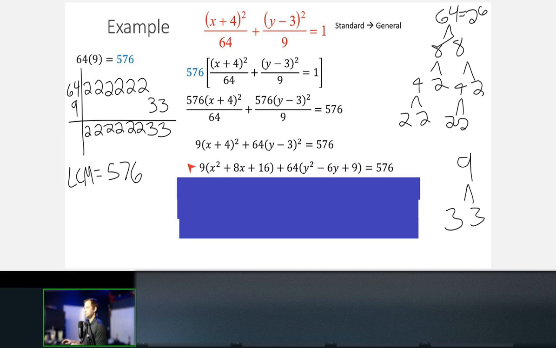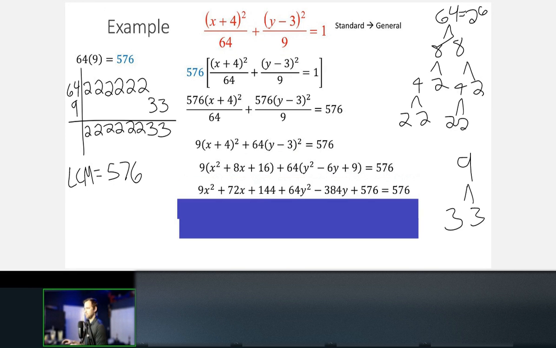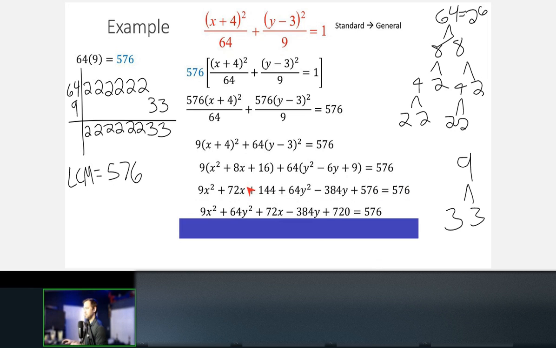Next, what we're going to do is distribute that 9 to everything in the X stuff. We distribute that 64 to everything in the Y stuff. So we're just going backwards, right? And then from here, we are going to combine like terms. So this 144 and this 576 gets combined. We can also subtract 576 to both sides. I think I did that in this step. No, I didn't do that yet. So what I did, I just combined 144 and 576 to get 720.